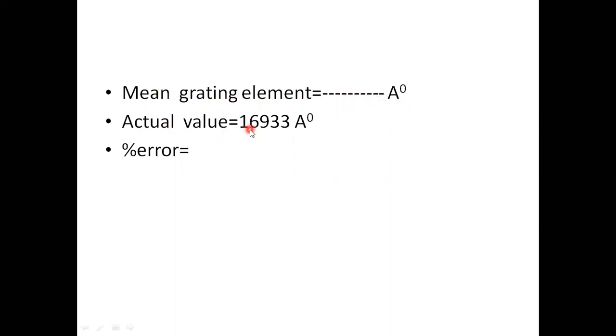Now the actual value we have already calculated, it is 16,933 Armstrong. So with the help of actual and experimental value, you can calculate percentage error. What is the formula for percentage error? It is the modulus of actual value minus experimental value, divided by actual value, multiplied by 100. So from here you can calculate the experimental error. So this is how you can find the grating element of a given diffraction grating.